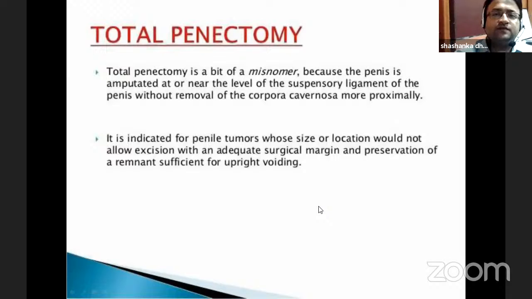Okay, total penectomy is a bit of a misnomer because the penis is amputated at or near the level of the suspensory ligaments of the penis, and the more proximal parts of the corpora cavernosa are not usually removed. So, a total penectomy is not exactly a radical penectomy. Some part of the proximal corpora cavernosa may be left behind. It is indicated for penile tumors whose size or location would not allow excision with an adequate surgical margin with preservation of a sufficient stump that would allow upright voiding.